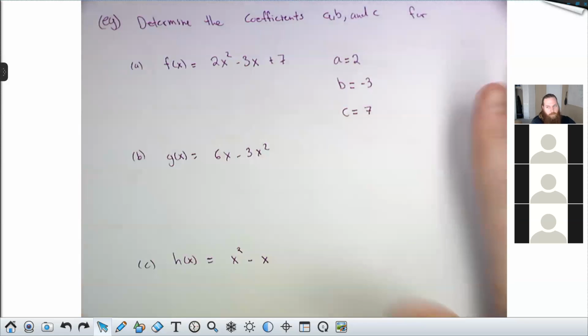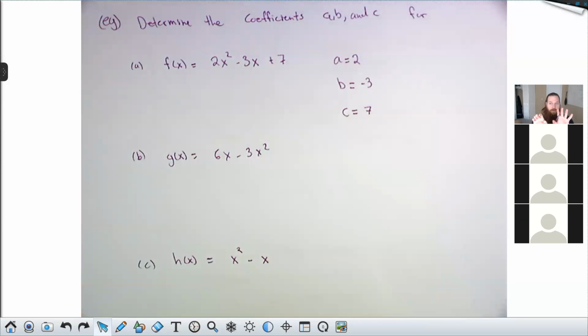So remember, the formula that we're looking at is ax squared plus bx plus c. So if there is a minus sign attached to one of these guys, that really is a part of the coefficient.